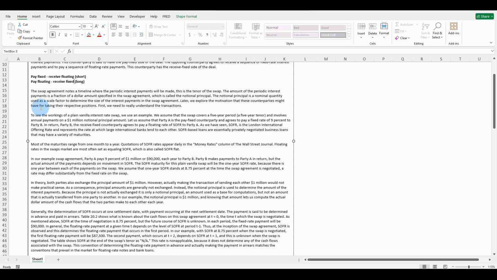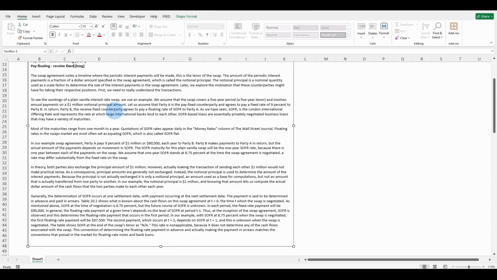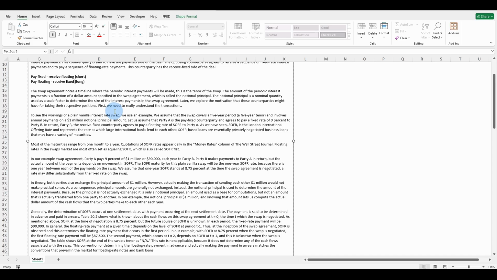To see the workings of a plain vanilla interest rate swap, we use an example. We assume that the swap covers a 5-year period, a 5-year tenor, and involves annual payment of $1 million notional principal amount. Let's assume that party A is the pay fixed counterparty and agrees to pay a fixed rate of 9% to party B. In return, party B, the receive fixed counterparty, agrees to pay a floating rate of SOFR to party A. So that would be the long position. The other person is receiving fixed, paying floating, who is short.